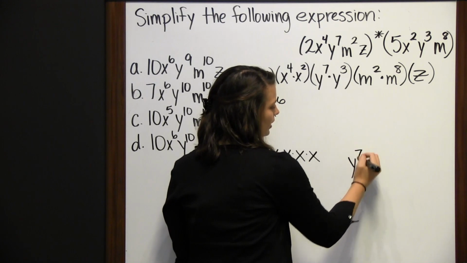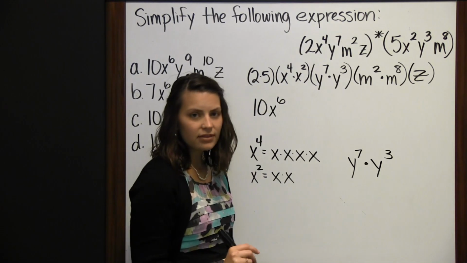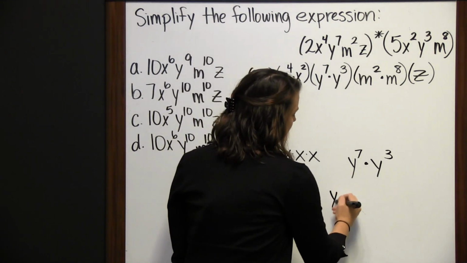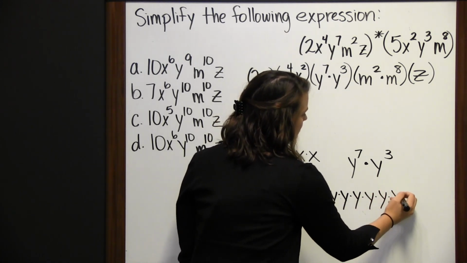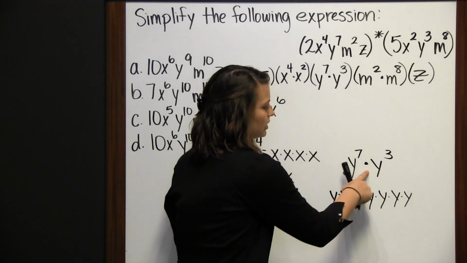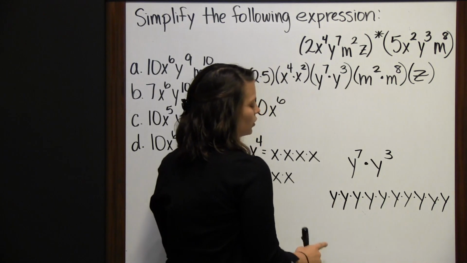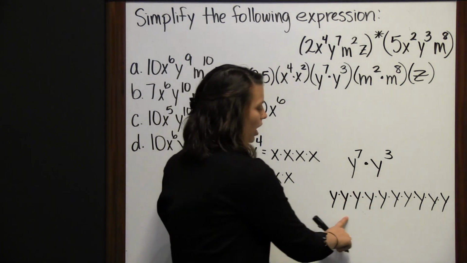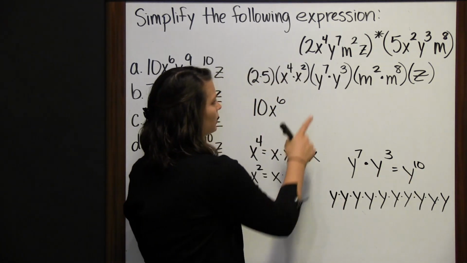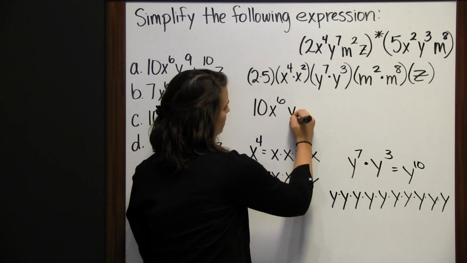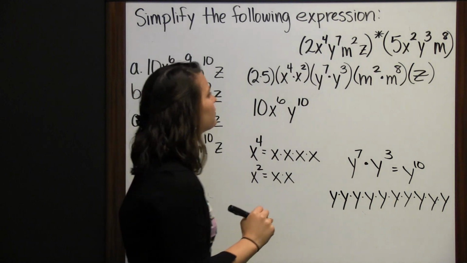Let's look at that one a little differently. So y to the 7th times y cubed. Y to the 7th is y times itself 7 times: 1, 2, 3, 4, 5, 6, 7, times y cubed. So times 1, 2, 3. So what we end up with is y times itself a total of 10 times. So y to the 7th times y cubed is y to the 10th. Or again, we're adding those exponents.